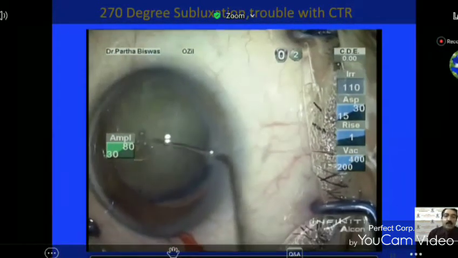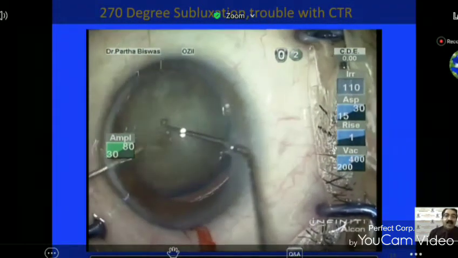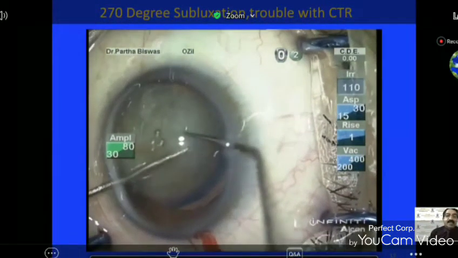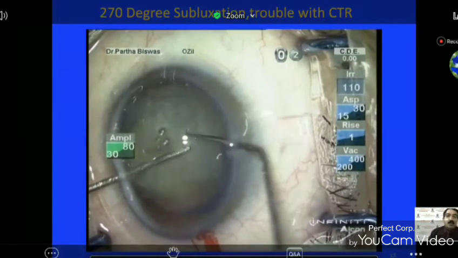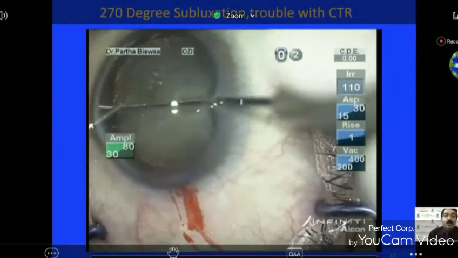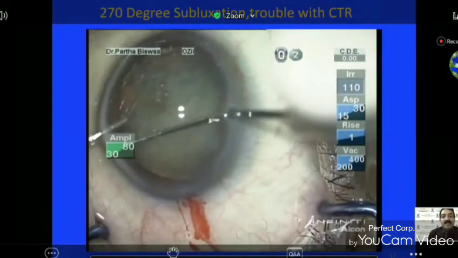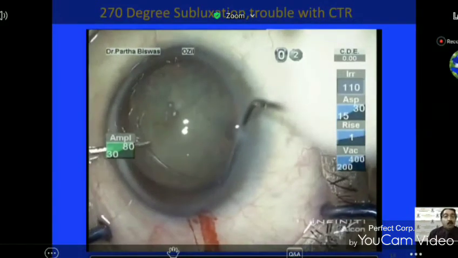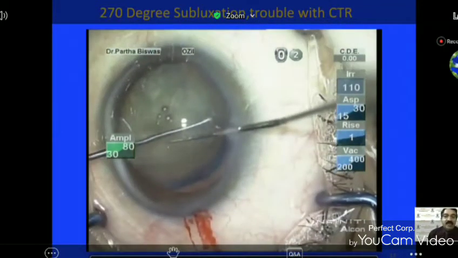So I'm trying it once again, and as you can see, there's a large amount of subluxation, and look what happens. The CTR actually twirls round and anchors itself on the stem of the sideport instrument. So again, it slips out. We have the CTR slipping out once again. And why this is happening is what I'm going to explain a little later.